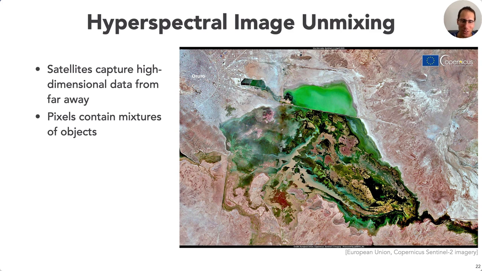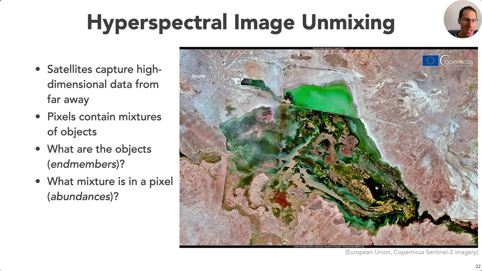So any pixel is gonna contain, say, mixtures of objects. There may be multiple things in there. There may be some tree coverage and some soil coverage and maybe some water, or there could be fire, or there could be any of different kinds of minerals. And so we're observing these pixels, and the pixels are mixtures. And so we want to know what are the things in this image, like what different object categories are there, and what mixtures of those objects are in each pixel.